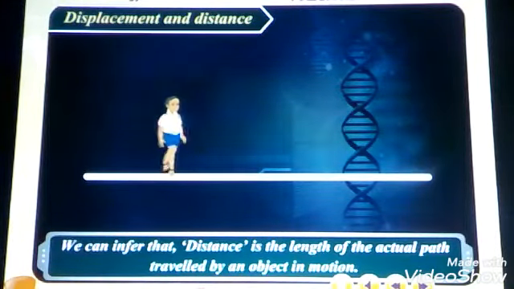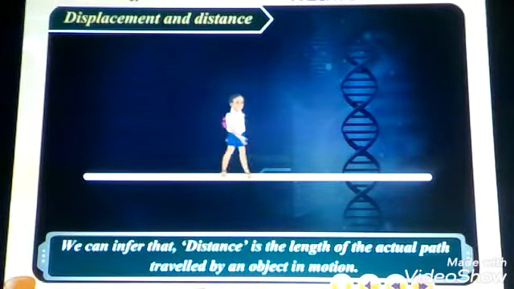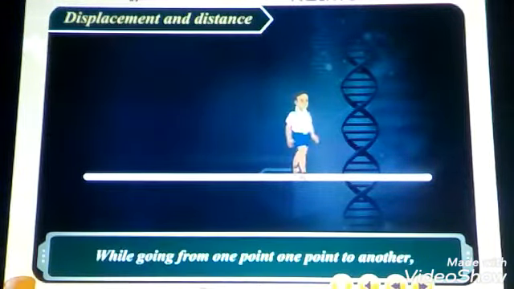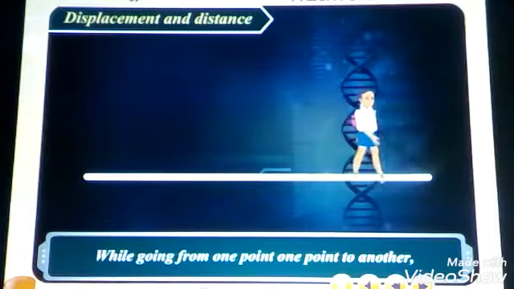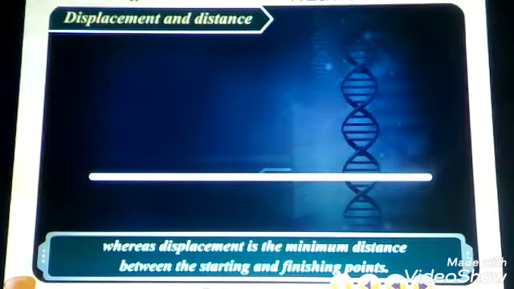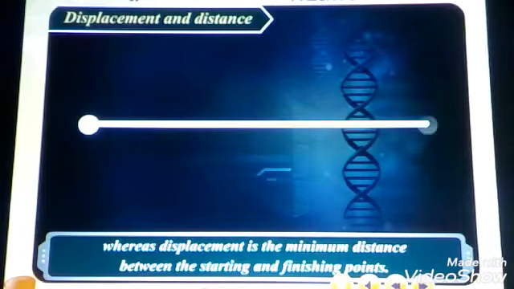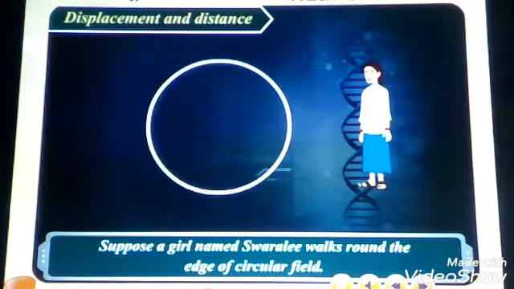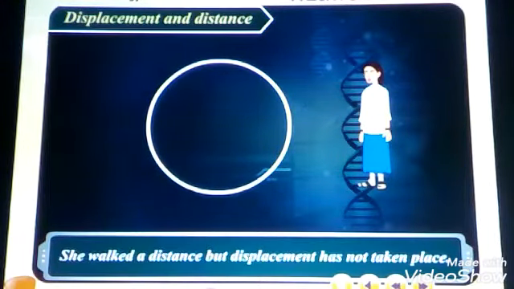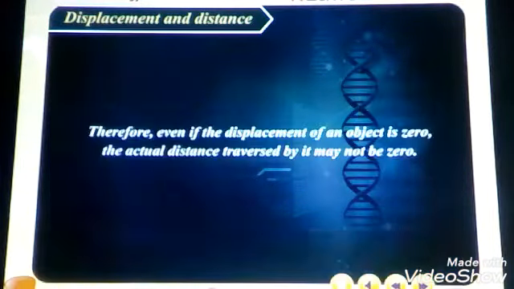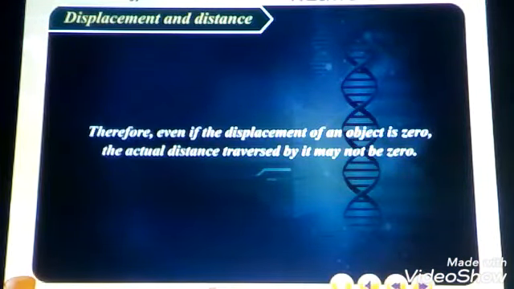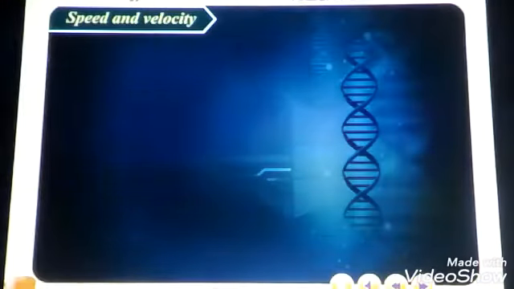We can infer that distance is the length of the actual path travelled by an object in motion while going from one point to another, whereas displacement is the minimum distance between the starting and finishing points. Suppose a girl named Swarali walks around the edge of a circular field. She walked a distance, but displacement has not taken place. Therefore, even if the displacement of an object is zero, the actual distance traversed by it may not be zero.